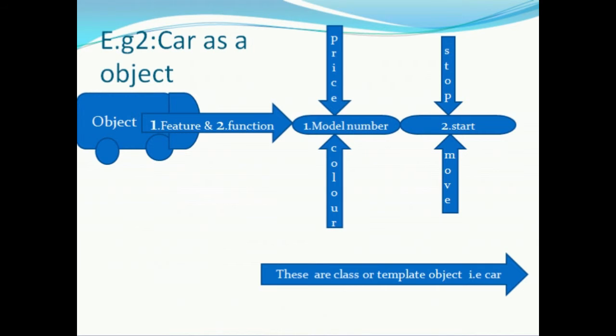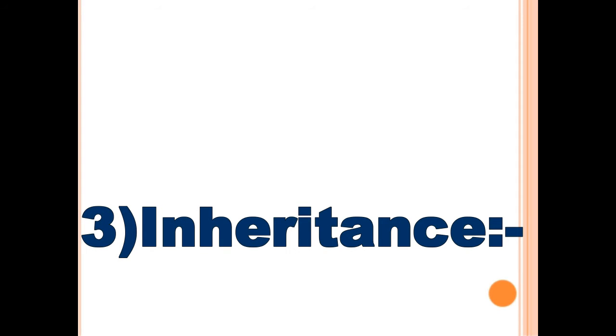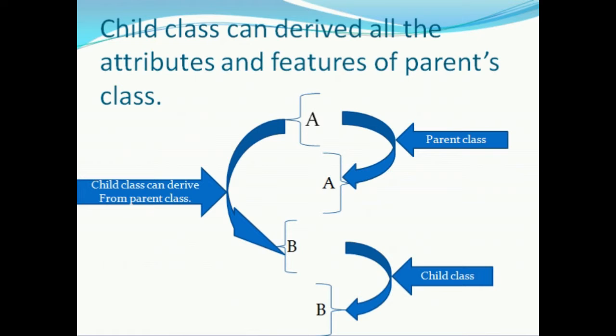Third point is inheritance. This means a child class can derive all the features and attributes of the parent class. Whatever attributes or functions are defined inside class A, class B can use those functions or attributes itself without taking permission from class A. This way, one class can acquire the functions and attributes of another class, or a child class can acquire the functions and attributes of a parent class, and this is called inheritance.